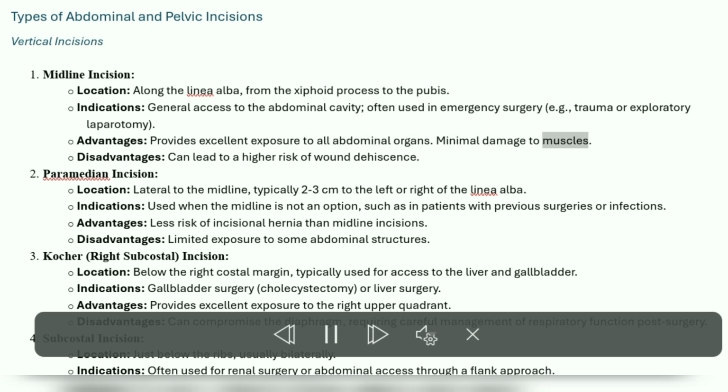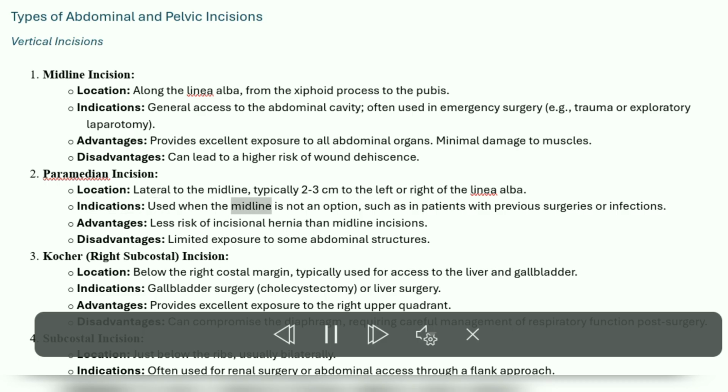Minimal damage to muscles. Disadvantages, can lead to a higher risk of wound dehiscence. Paramedian incision. Location, lateral to the midline, typically 2 to 3 centimeters to the left or right of the linea alba.